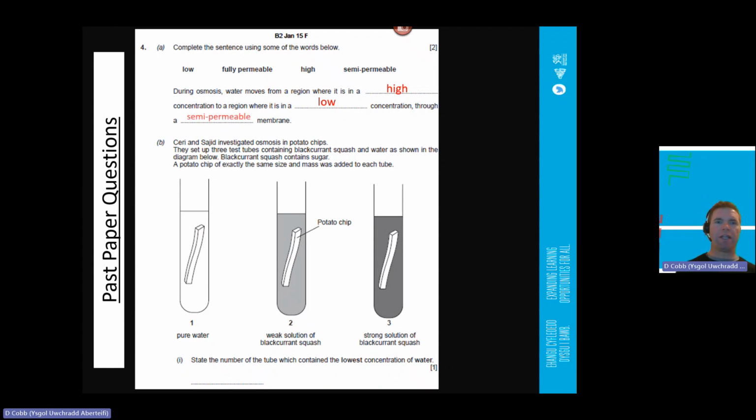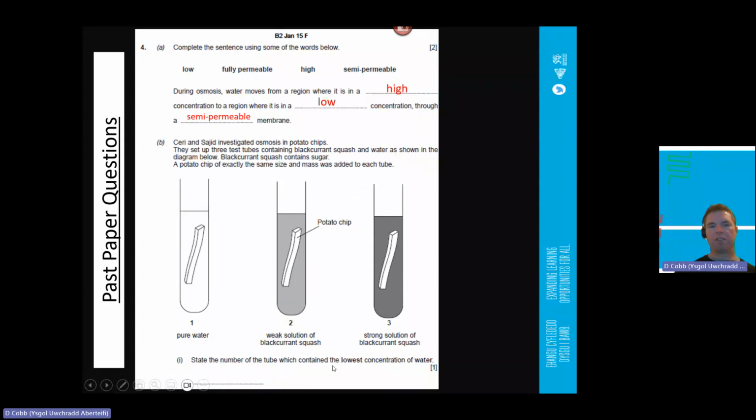And then saying it's through a semi-permeable or partially permeable membrane. Now we've got a situation here where we've got potato chips, lengths of potato, which are put into blackcurrant squash of different concentrations. So, zero concentration of blackcurrant squash in one is pure water, a weak solution of blackcurrant squash, and a strong solution of blackcurrant squash.